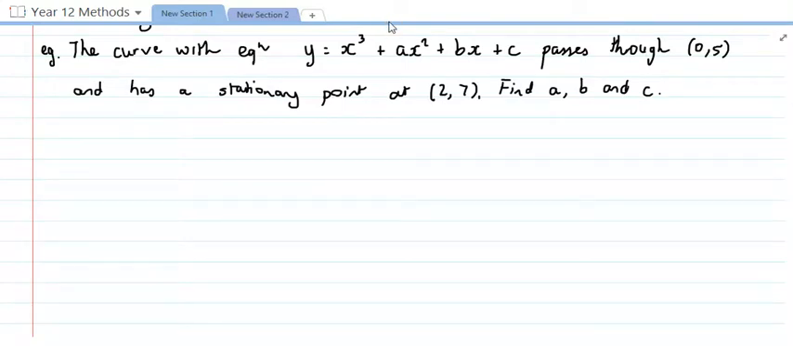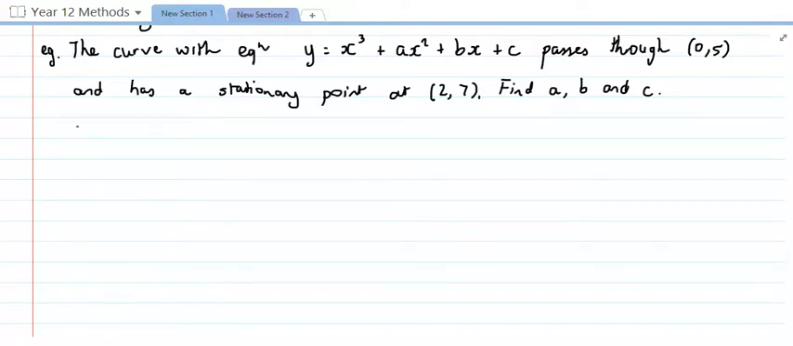Righto, so the last question I'm going to do on this, the curve with equation y equals x cubed plus ax squared plus bx plus c passes through the point 0, 5 and has a stationary point at 2, 7. Find the values of a, b and c. So the first thing I'm going to do is sub in the 0, 5. I know that when x equals 0, y equals 5.